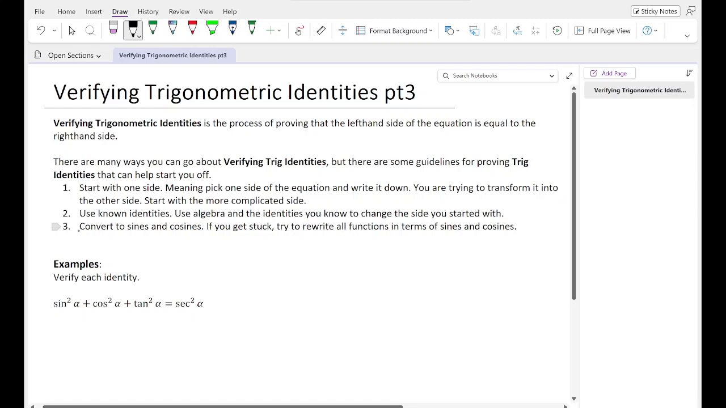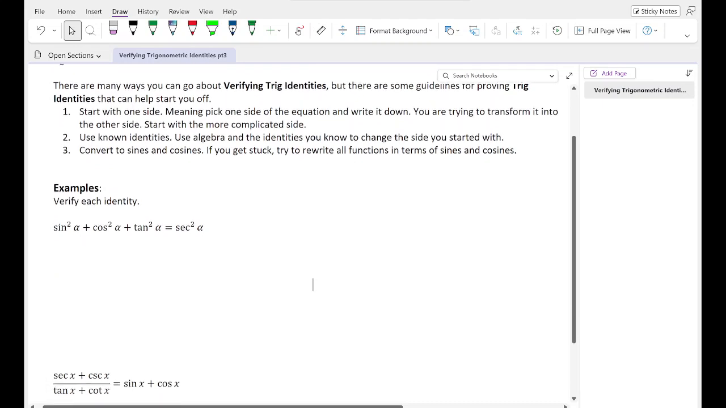And third, most importantly, convert to sines and cosines. If you get stuck, try and write all functions in terms of sines and cosines. I like to do that first, but if you don't want to do it first, that's fine as well. Whatever works for you. So let's look at some examples.